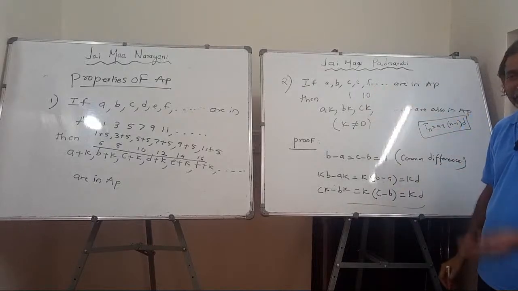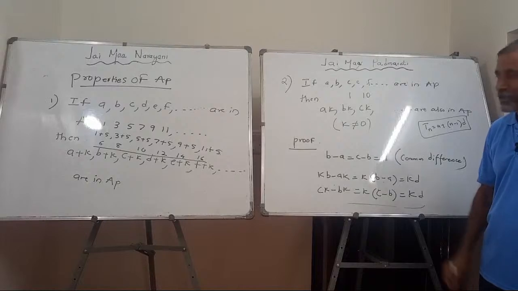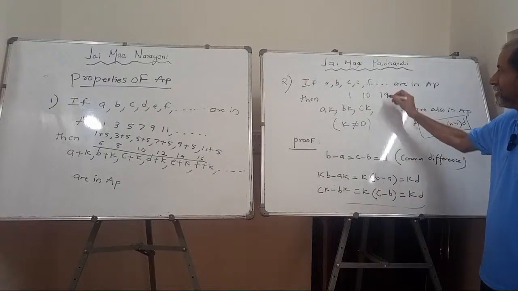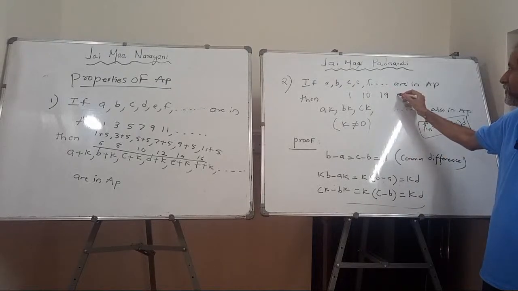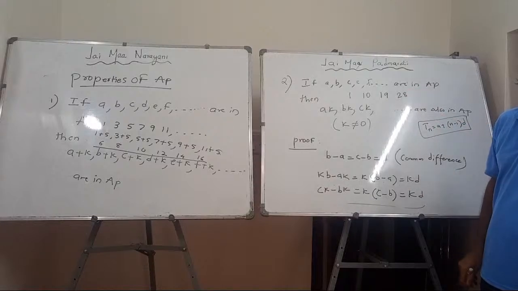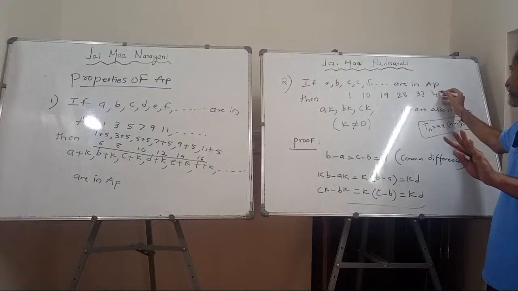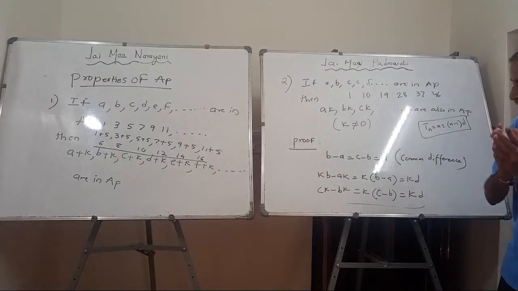Okay, all right. Brother Siddharth is there. He'll help you out. Okay, 19. Next number. 90. Then 28, 37, 46, 64. That's okay.